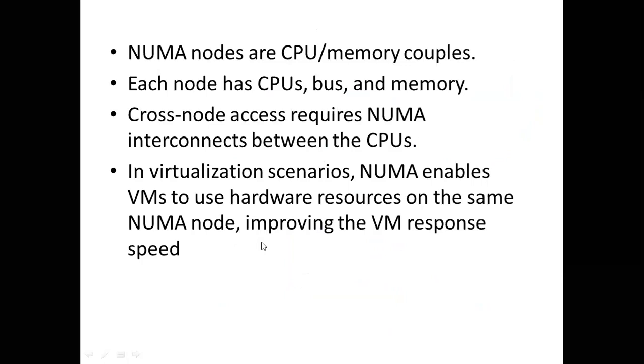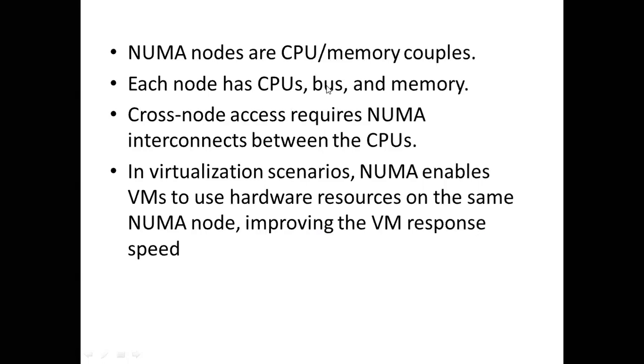So a NUMA node, if it is said to be a NUMA node, it means it is a combination of CPU and memory coupled together. That becomes a NUMA node. And each node has a CPU, a bus and memory. Now, by bus, you'd see that there is need for a connection. There are those wires which will connect the CPU to the memory. That's what we refer to as a bus, right?